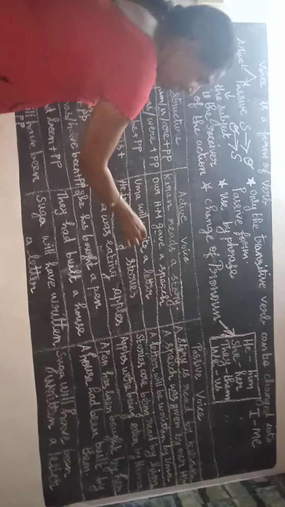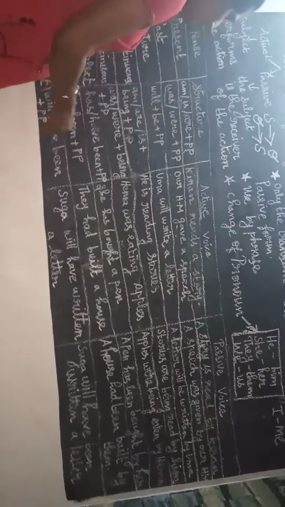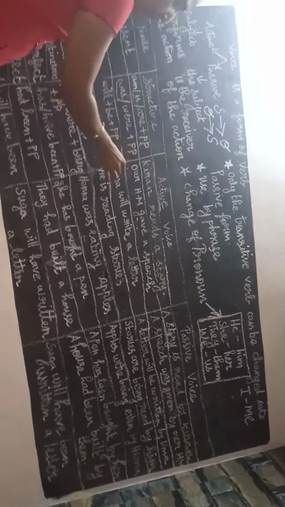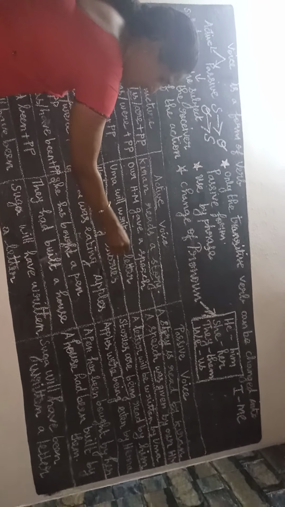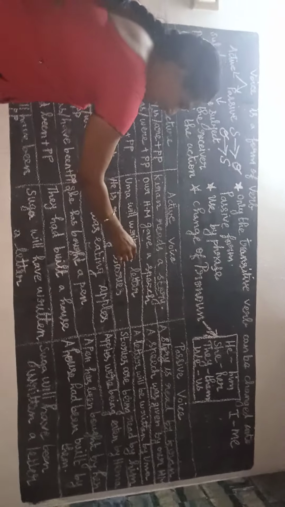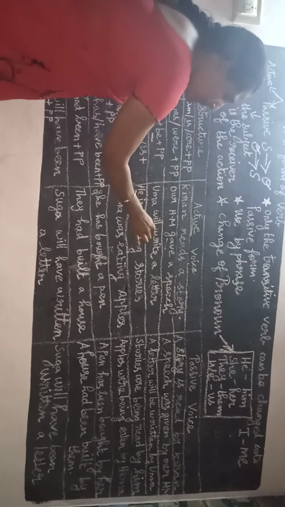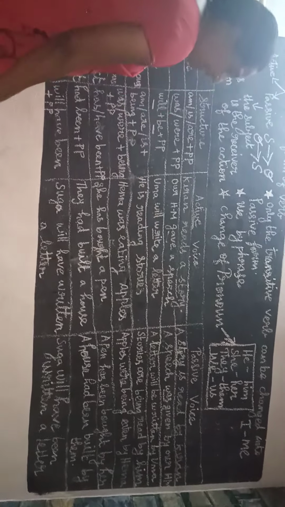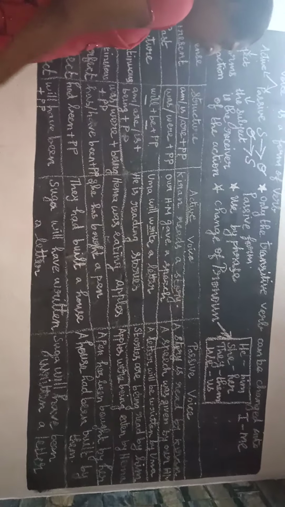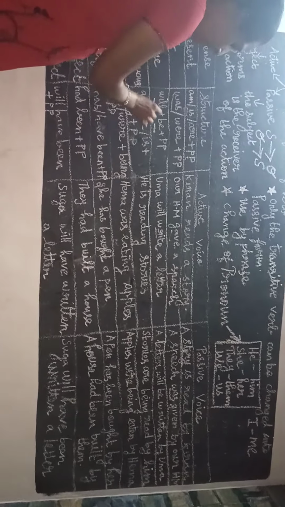Uma will write a letter. The sentence structure we have to use is will plus be plus past participle. So, Uma will write a letter. Here the object will be changed into a subject. A letter will be. What is the past participle of write? Write, wrote, written. So, Uma will be.